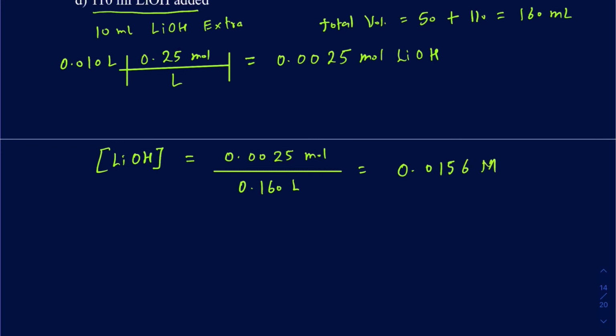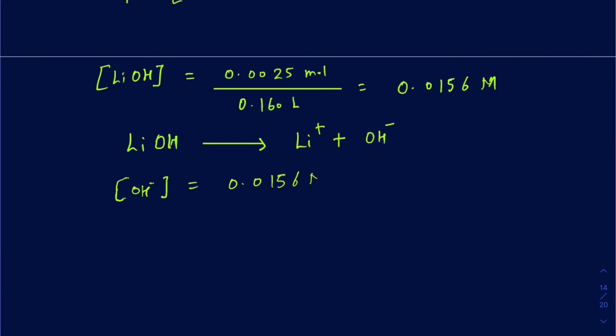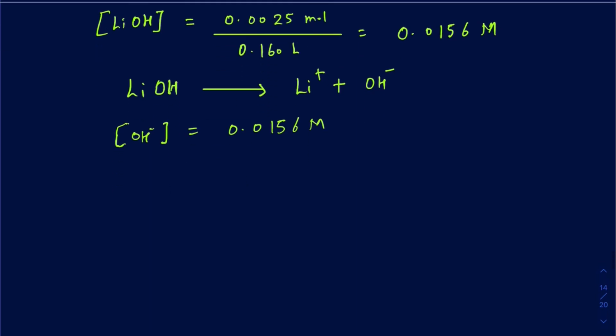So it's going to be 0.0156 molar. Now I'm dealing with LiOH, and you know it's going to be a strong electrolyte or strong base here. So this LiOH is going to be completely dissociated into Li+ and OH-. So that means the concentration of your OH- here is going to be 0.0156 molar. So I'm not going to be able to get the pH straight, but rather go ahead and calculate the pOH first. So the pOH is going to be negative log of this 0.0156.